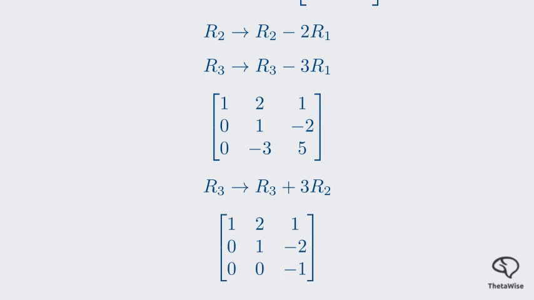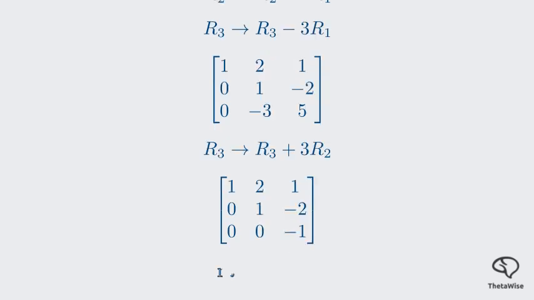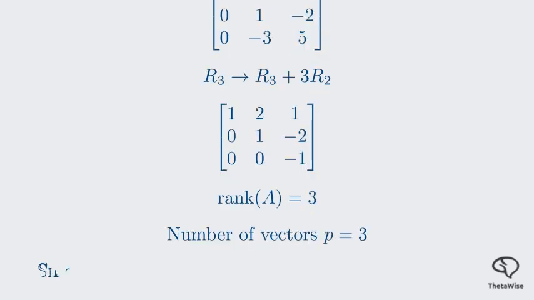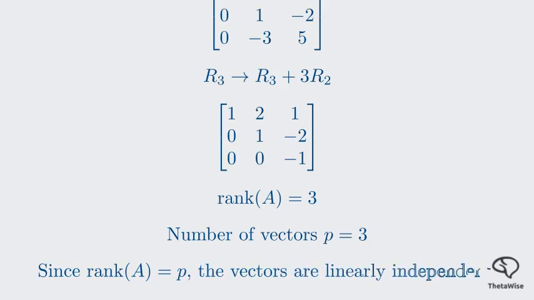It has 3 non-zero rows, so its rank is 3. Since the rank of A, which is 3, equals the number of vectors we started with, which is also 3, the vectors are linearly independent.